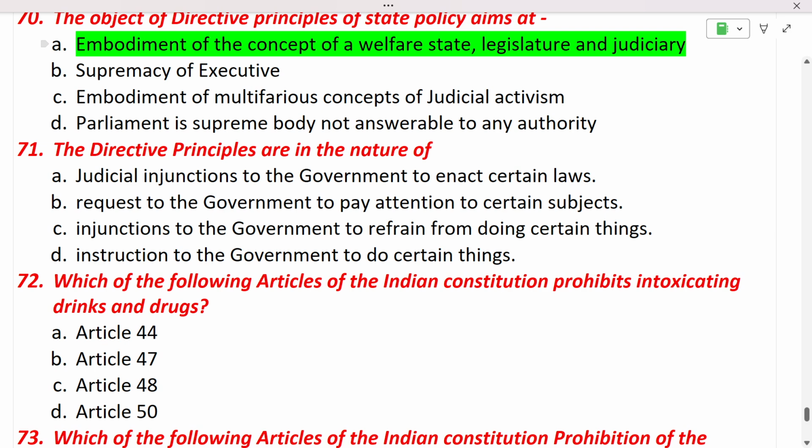Question number 71. The directive principles are in the nature of: Option A, judicial injunctions to the government to enact certain laws. Option B, request to the government to pay attention to certain subjects. Option C, injunctions to the government to refrain from doing certain things. Option D, instruction to the government to do certain things. So the answer is D.